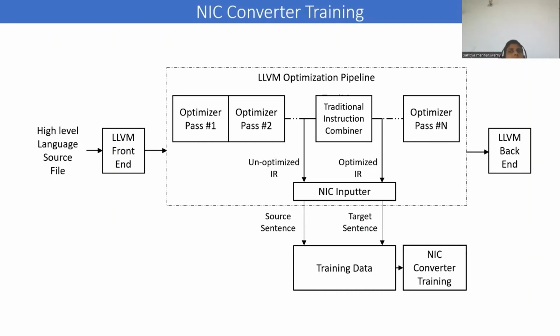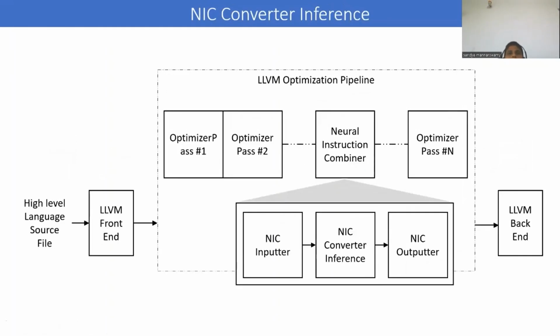So the source sentence is the encoded representation of the unoptimized IR at the input to the traditional instruction combiner. And the target sentence is the optimized IR at the output of the traditional IC. And this becomes our dataset, our training data, which is then passed to the sequence-to-sequence model to train it as a neural machine translation task. Remember, we are trying to learn this in a supervised manner. And the policy we use is behavioral cloning, which is basically we try to mimic the behavior of the traditional instruction combiner.